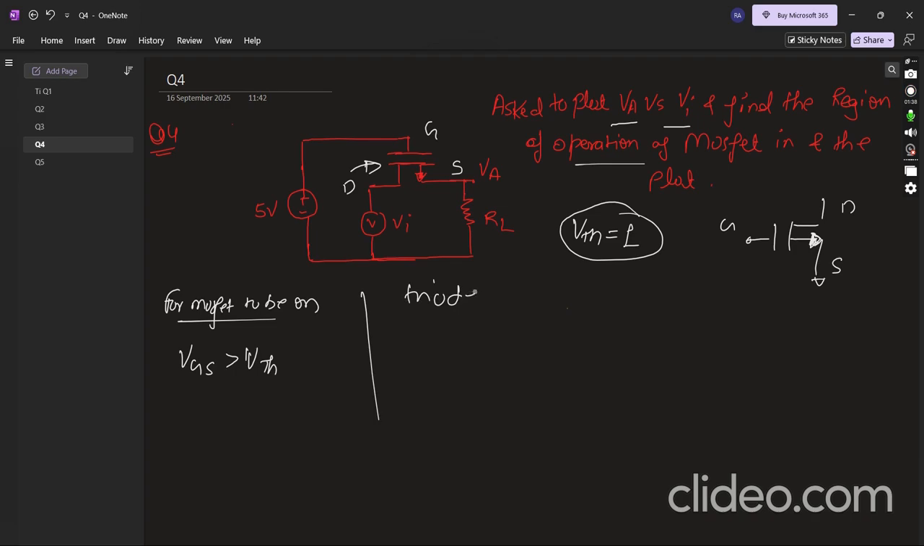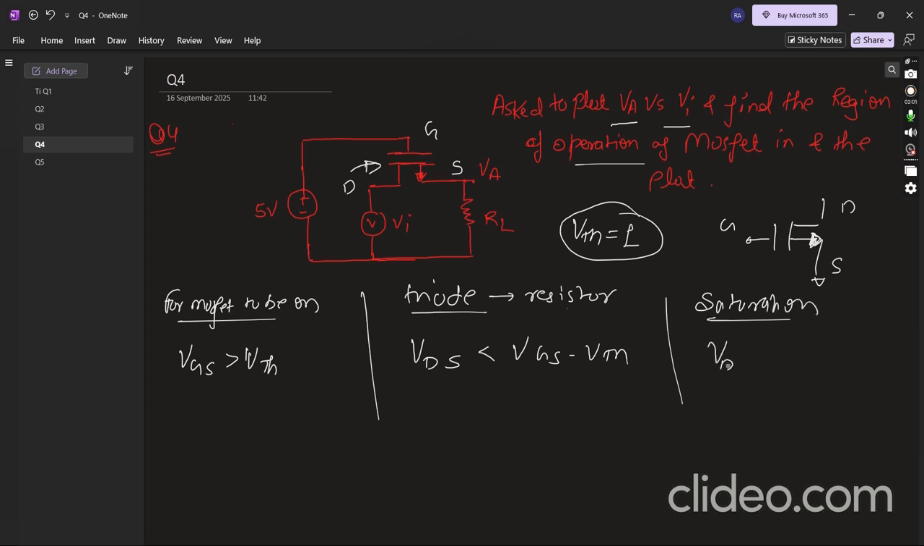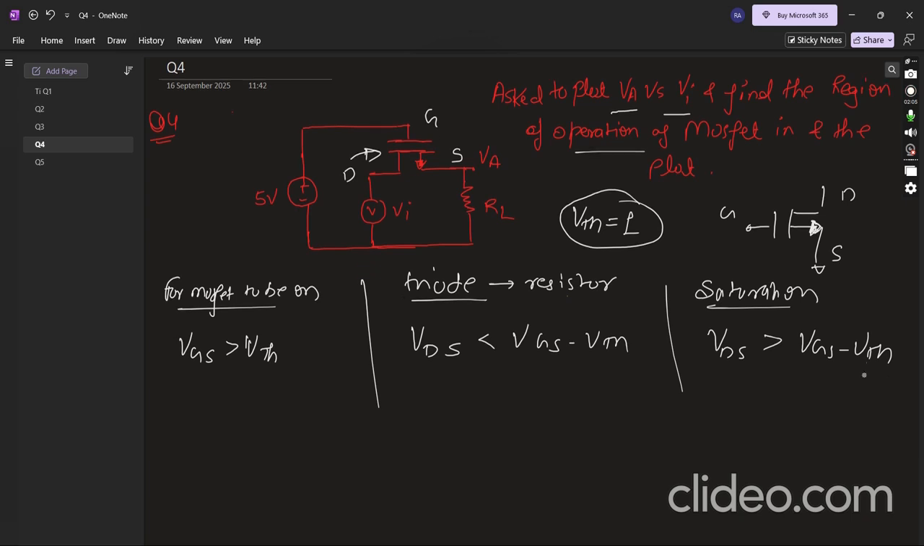For the MOSFET to be in triode region, the MOSFET acts like a resistor. In triode region the condition is VDS less than VGS minus VTH. And in saturation region the MOSFET condition is VDS greater than VGS minus VTH.